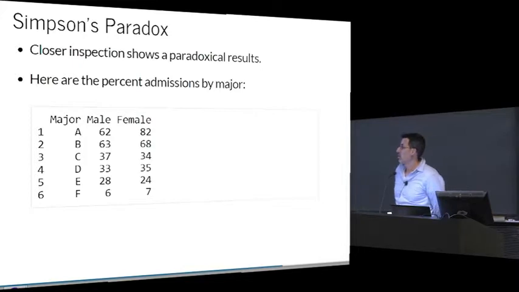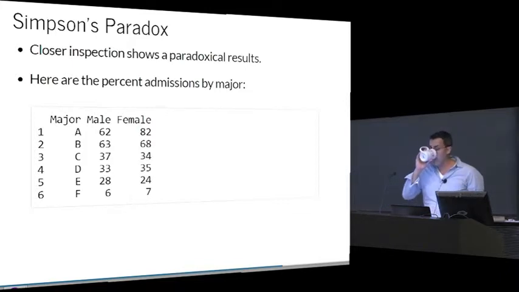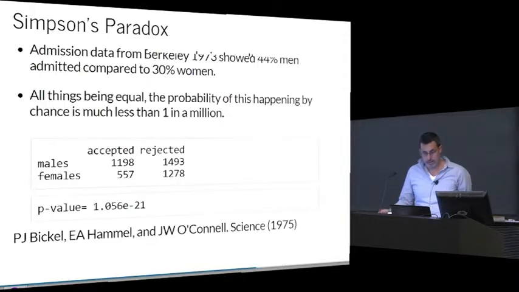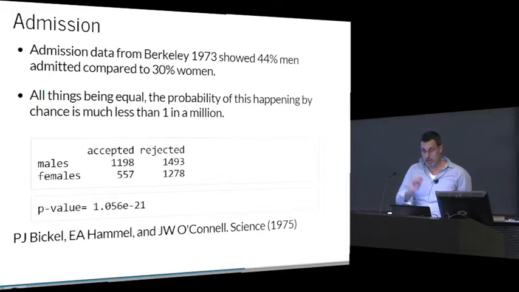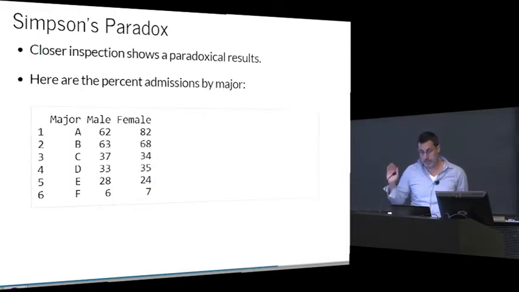But then, when I guess Berkeley was defending themselves, they showed this table. So here are the admission rates, percentages, split up by majors. So take a look at that for a second, and tell me what the contradiction is. It's pretty clear, right, that there's something funky going on. So here are the percentages if you take all the cases, and here's when you split it up.